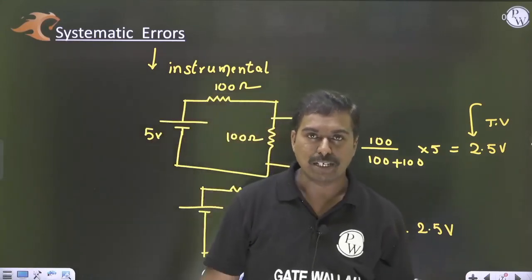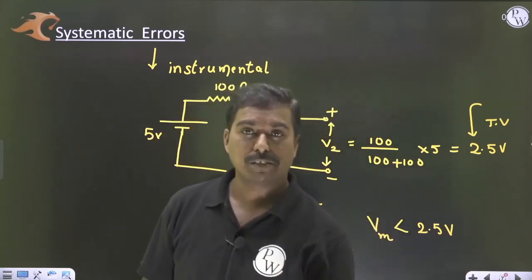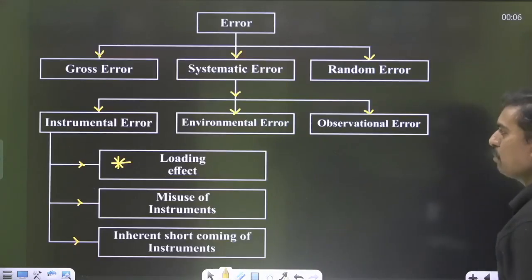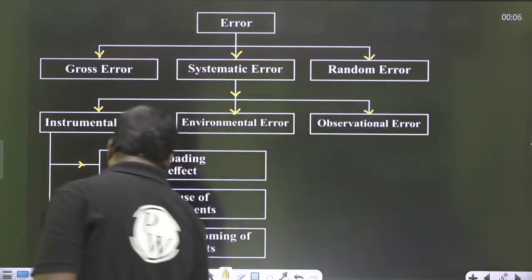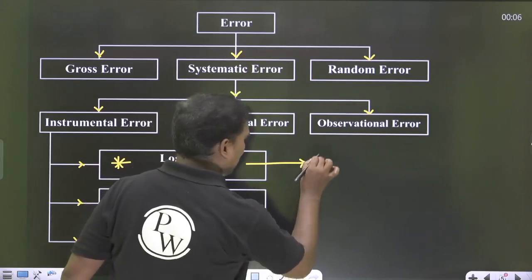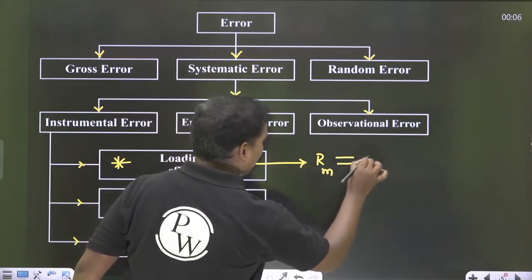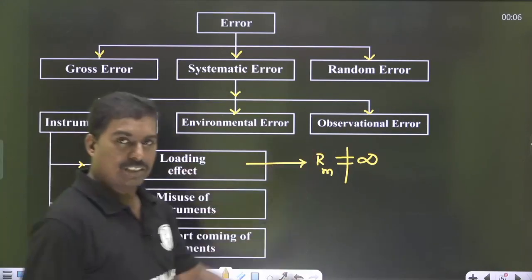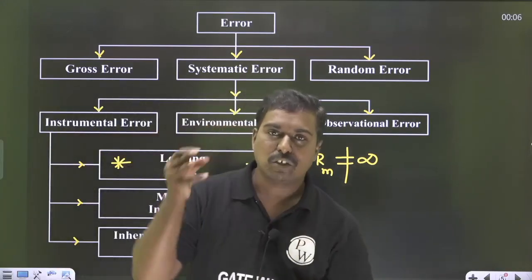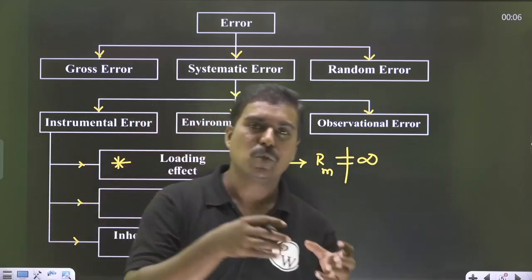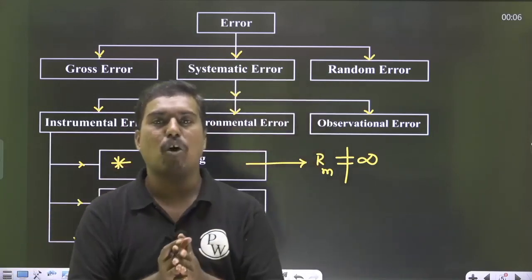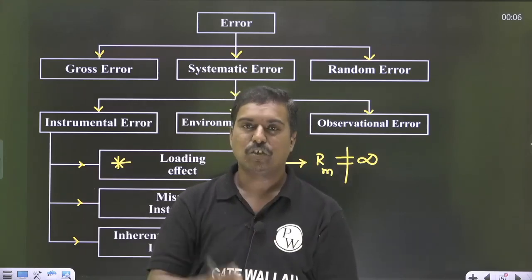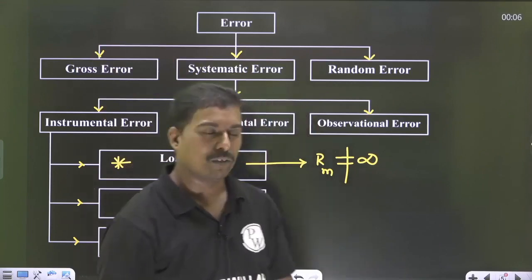Each and every instrument has certain shortcomings. For example, if you see this particular table, this classification, inherent shortcomings. The loading effect is due to what? Meter resistance can never be infinite. So this is due to meter resistance. Meter resistance is finite. So this finite meter resistance, when you attach it to another resistor, is definitely a parallel combination, and there we are going to get some extra drop in the voltage. This drop in the voltage will reflect in the true value, in the reduction of it.